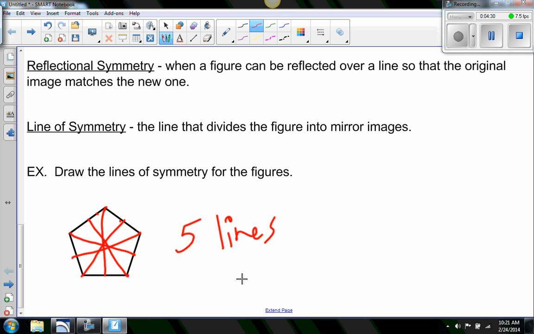And we're just doing reflectional symmetry for this. There's also rotational symmetry, which we will get to in the next video. So bring this knowledge with you. We will talk about it more tomorrow.